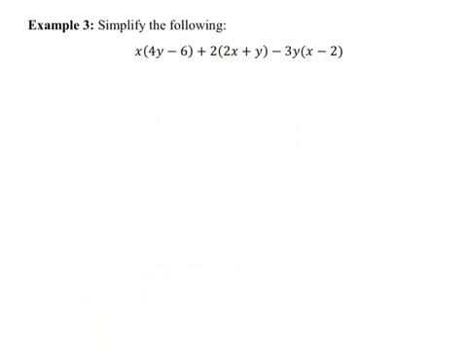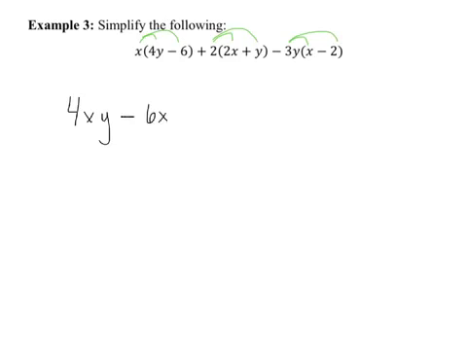Example 3, simplify the following. So what we'll notice is that we have to distribute our coefficient to each of these terms in each of the binomials here. So x times 4y is going to give us 4xy. And then x times negative 6 is negative 6x.